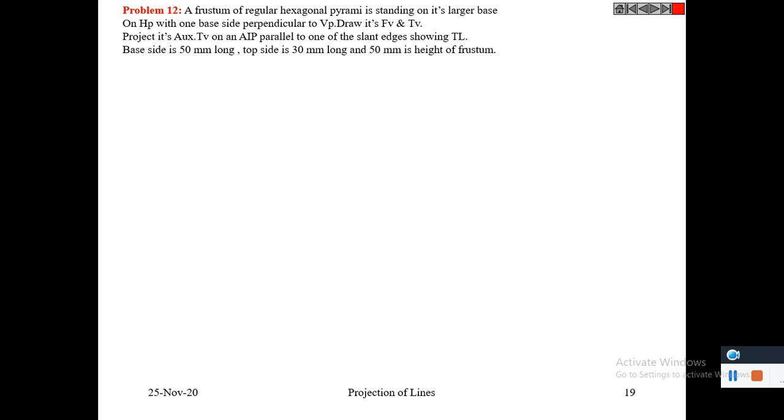A frustum of regular hexagonal pyramid is standing on its larger base on HP with one base side perpendicular to VP. Draw its front view and top view. Project its auxiliary top view on an AIP parallel to one of the slant edges showing true length. Base side is 50 millimeter long, top side is 30 millimeter long, and 50 millimeter is height of the frustum.